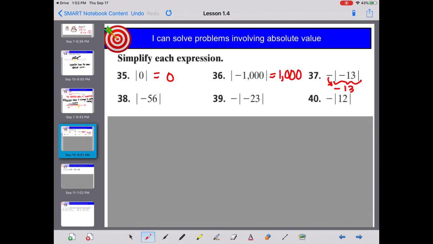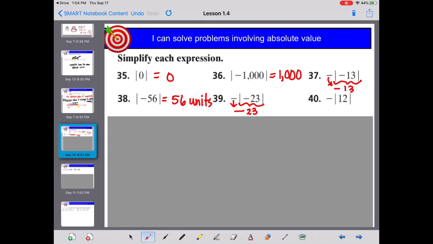The absolute value of negative 56, if you look on a number line, negative 56 is exactly 56 units from 0. Number 39, the absolute value of negative 23. Again, this is a grouping symbol. Do that first. The absolute value of negative 23 is 23 units. Then this negative sign just comes out in front and your answer is negative 23.